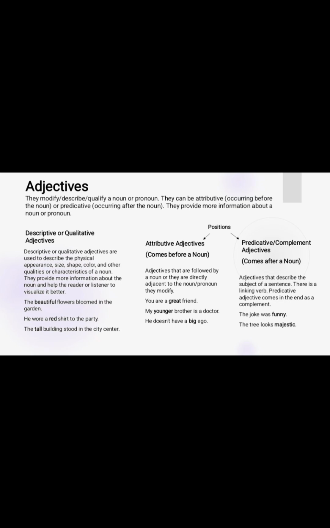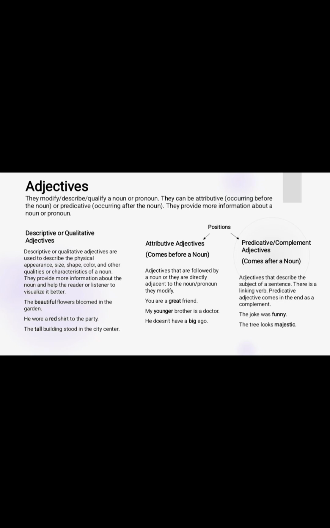Now, adjectives have different positions as I told you in the definition. Attributive adjectives come before the noun and predicative or complement adjectives come after the noun. Adjectives that are followed by a noun or are directly adjacent to the noun or pronoun they modify are attributive adjectives. For example, you are a great friend, or my younger brother is a doctor, or he doesn't have a big ego.